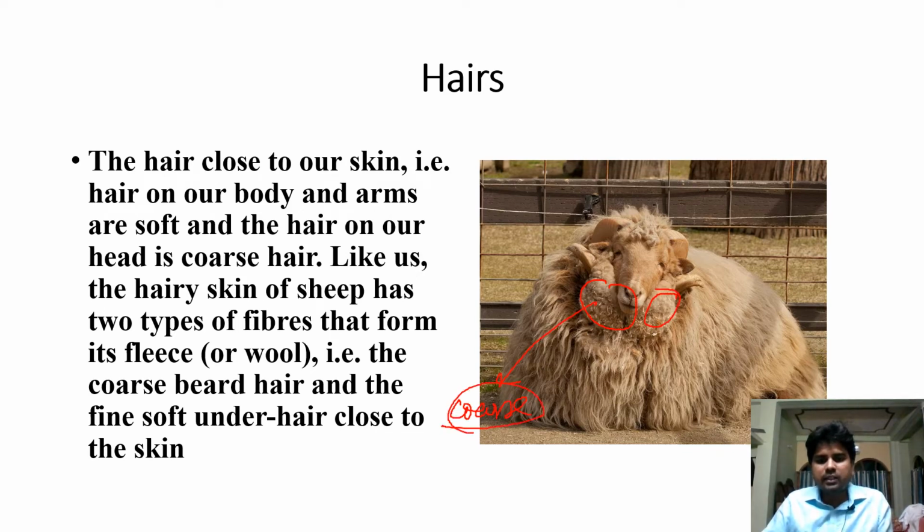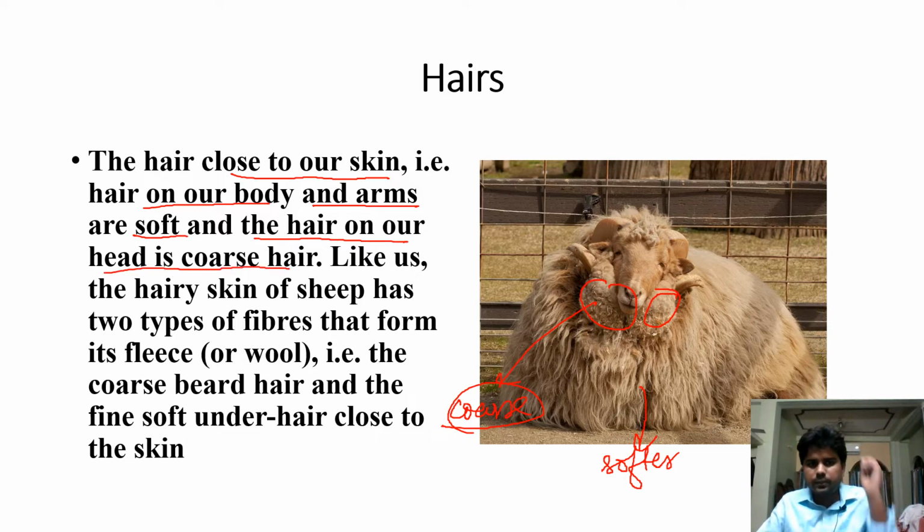And the hair which is present on the body is much softer. See students, the hair close to our skin, that is hair on our body and arms, is soft, and the hair on our head is coarse hair. Like us, the hairy skin of sheep has two types of fiber that form fleece. Fleece means wool.